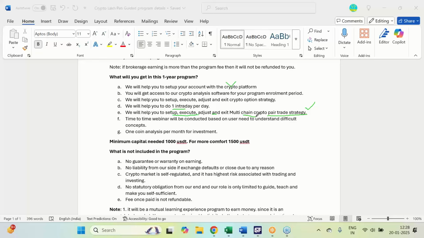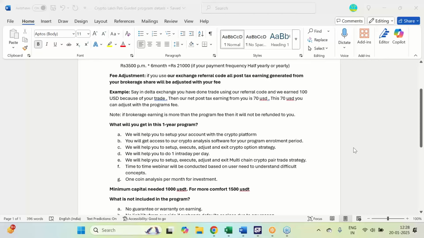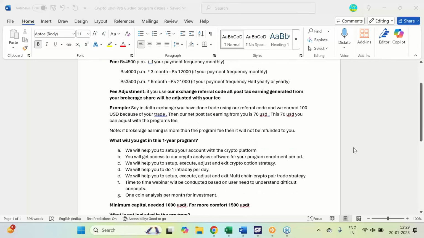So this is what the program will be. The minimum capital you require is 1000 USD to 1500 USD, with which you can do a comfortable earning. But it is not a guaranteed or warranted program, and we do not have any kind of liabilities. We will train you in a live environment for a period of 1 year, so that you will be self-sufficient enough to use this strategy in your trade practice.